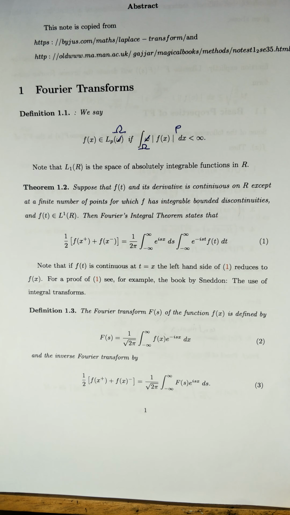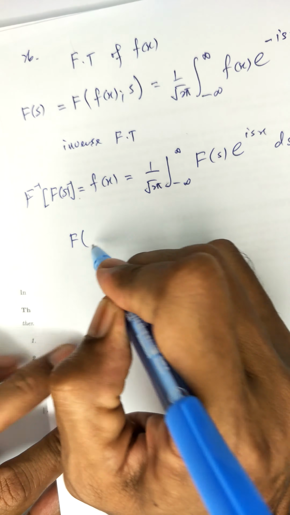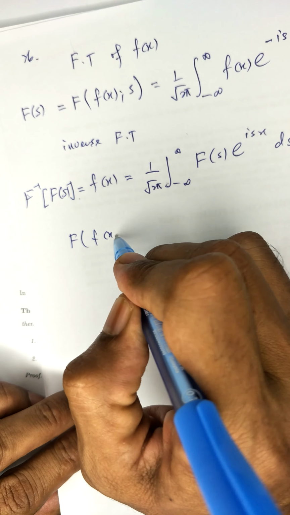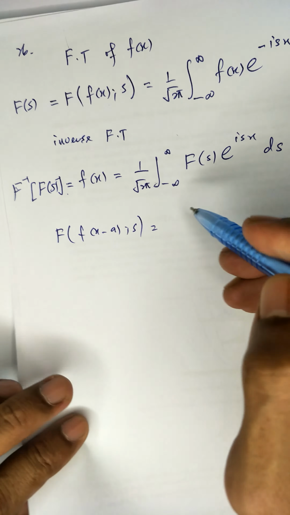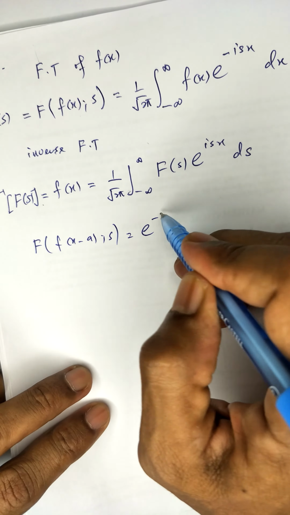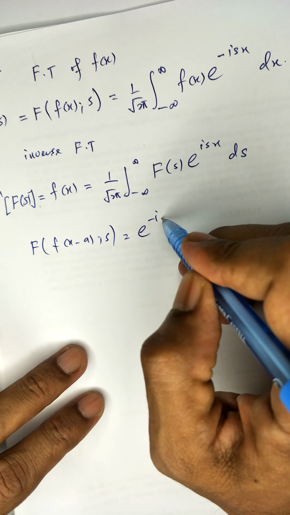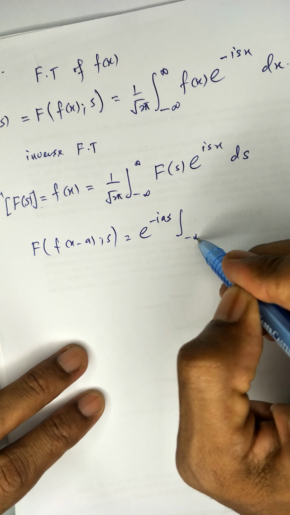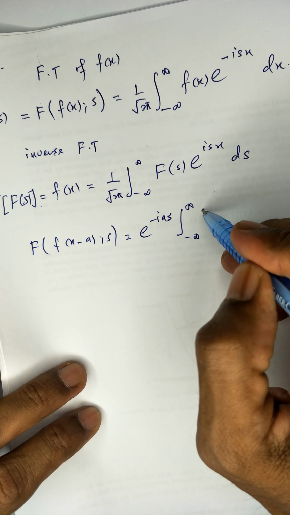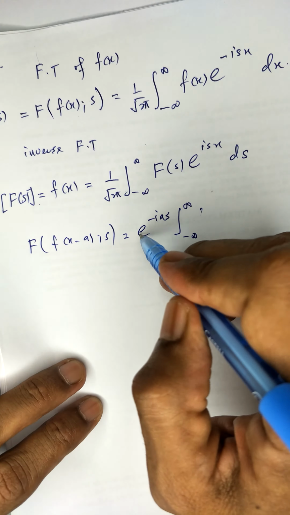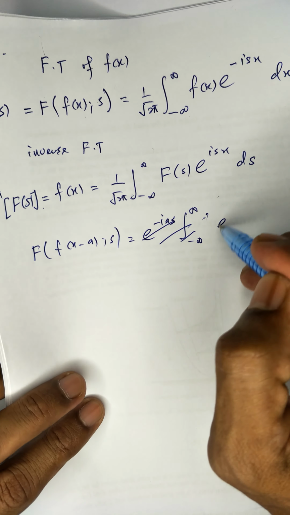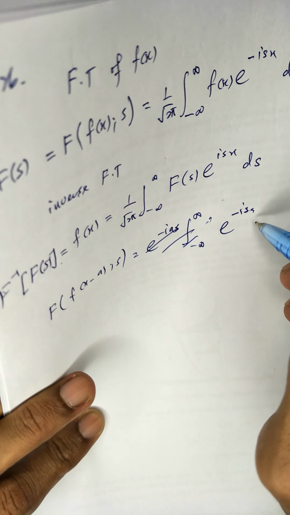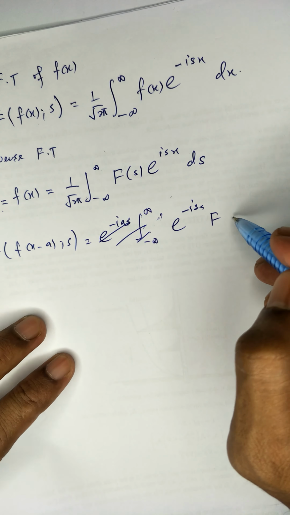I'm not going to prove all of these. I will prove number 1. I think 2, 3, 4, and 5 you can prove yourself. It's not difficult to prove. So let's prove number 1. For number 1, we want to prove that the Fourier transform of f(x minus a) at s, which is the integral from minus infinity to infinity, is equal to e to the minus isa times F(s).